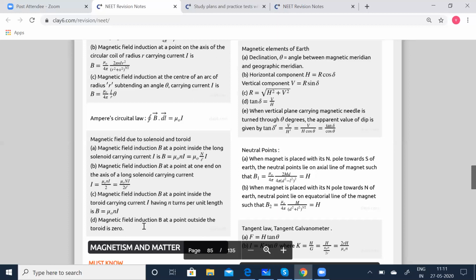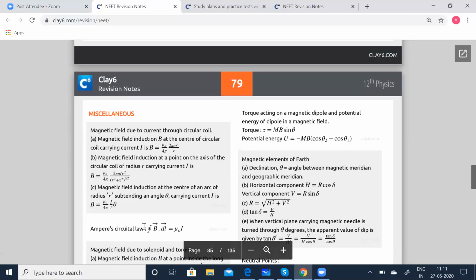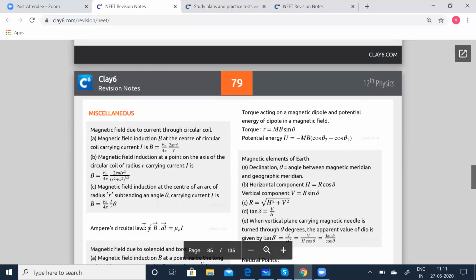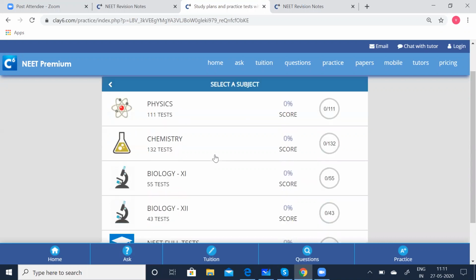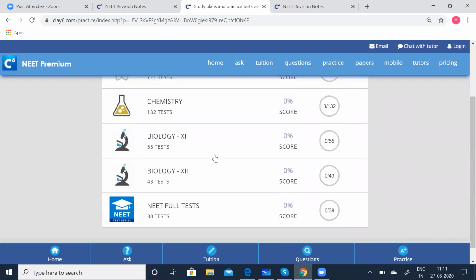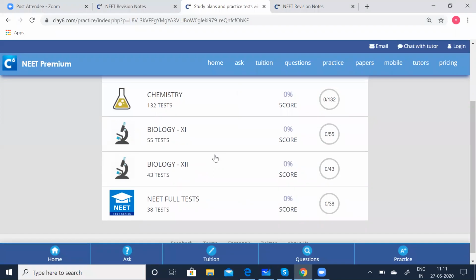So these are the important concepts you'll have to know. Memorize all the formulae, make yourself thorough with all the concepts, and then later on we can go to the test. We have about 111 chapter-wise tests for physics. We have chapter-wise tests for chemistry and biology as well, and NEET full tests also. Once you're thorough with all the concepts in physics, chemistry, and biology, you can take the NEET full tests.